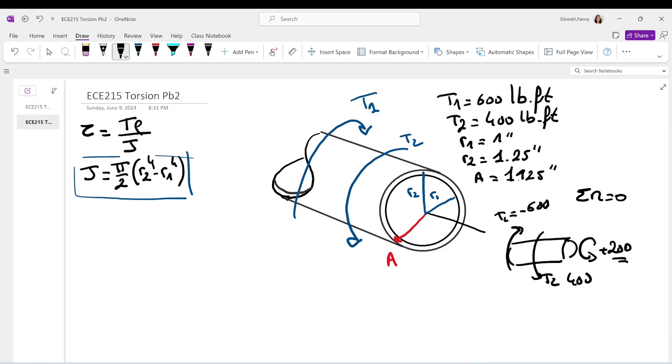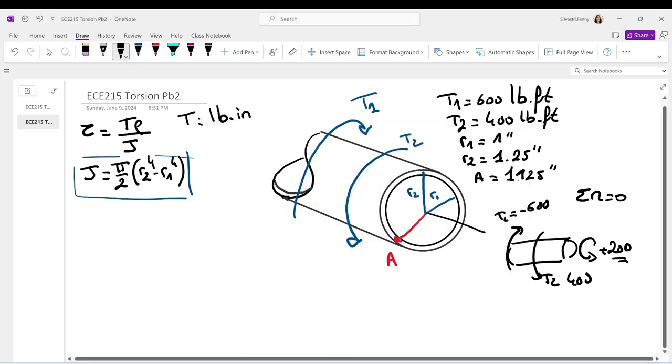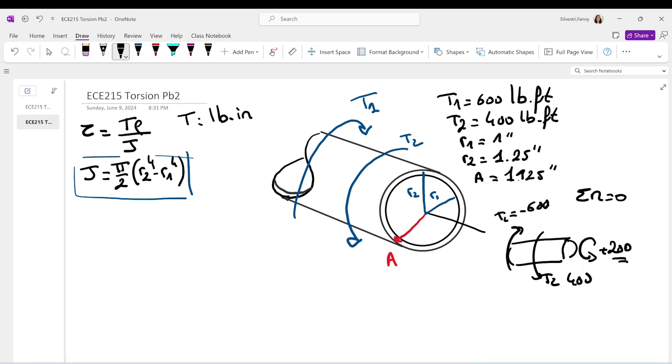Again, we need to look at the unit. So we want at the end pound per square inch or kilopound per square inch, PSI or KSI. So we will make sure that we use pound. So T, that will be in pound times inch. Even if it's given in feet, we need to get that in inch. Rho, that will be in inch, and J, that will be in inch to the fourth. So we need to check those units.